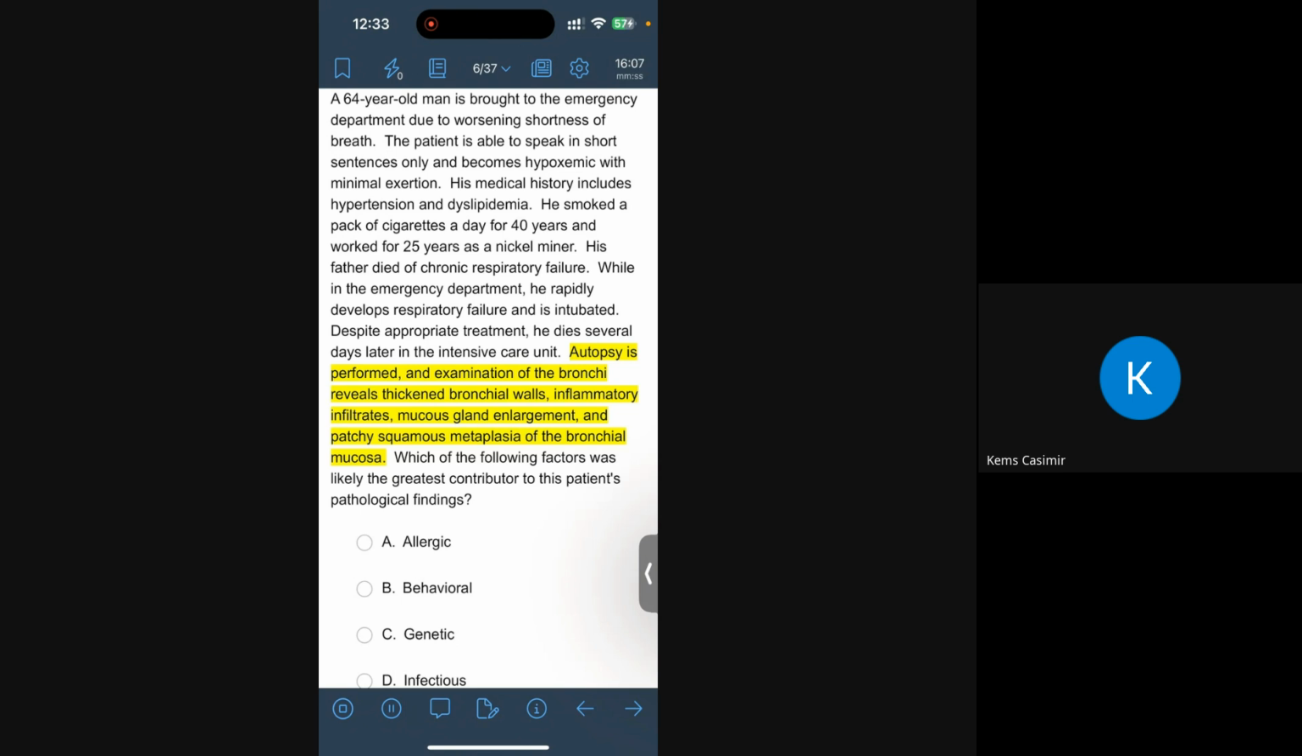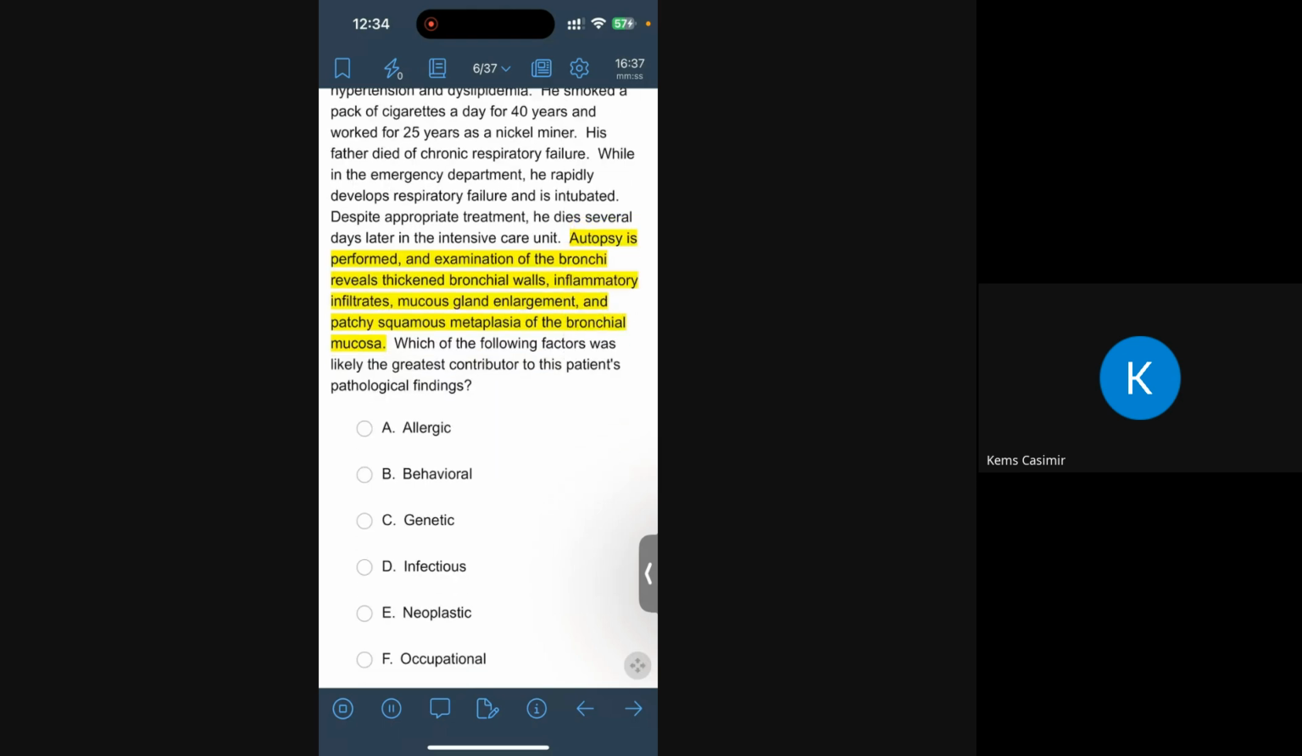Now tell me which of the following risk factors is the biggest contributor in this specific scenario. Smoking. If I say mining, no. Why no? Mining will be the risk factor for what disease? Silicosis, yes. And we know that it is not silicosis, it is chronic bronchitis. In chronic bronchitis, the biggest risk factor in this patient is smoking.